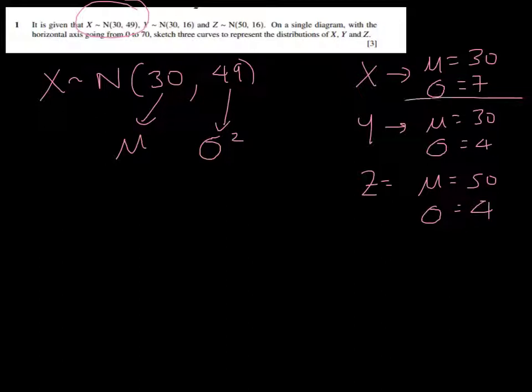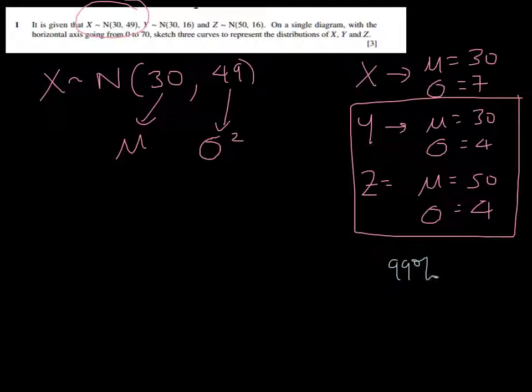Okay, so I'm going to start by sketching out these 2 distributions because they both have the same standard deviation, which is 4, but they have different means. One's centered at 30 and one's centered at 50. What I'm going to use as a rule is the whole idea that with normal distribution, for 99% it's approximately plus or minus 3 standard deviations either side of the mean.